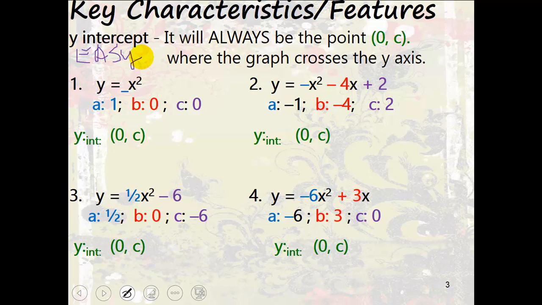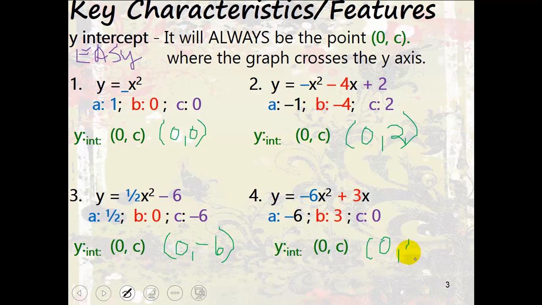All right, so I've included the information that we already found. We already found A, B, and C for each of these. Now we're going to find the y-intercept. It's super easy. It's just (0, C). So in this case, it's (0, 0). Number 2, it's (0, 2). Go ahead and hit pause and do 3 and 4, answer the video questions, and come back and check your work. All right, 3 is (0, -6), and 4 is (0, 0).